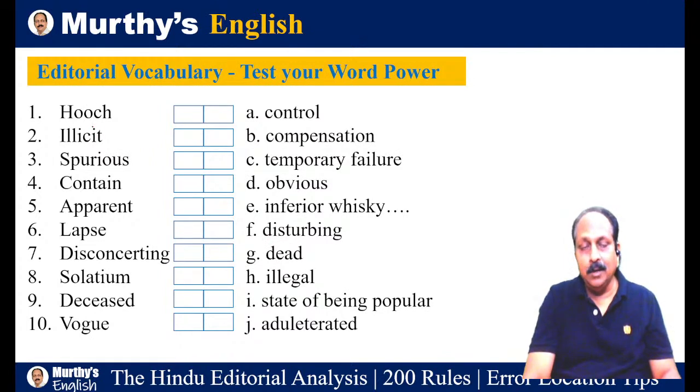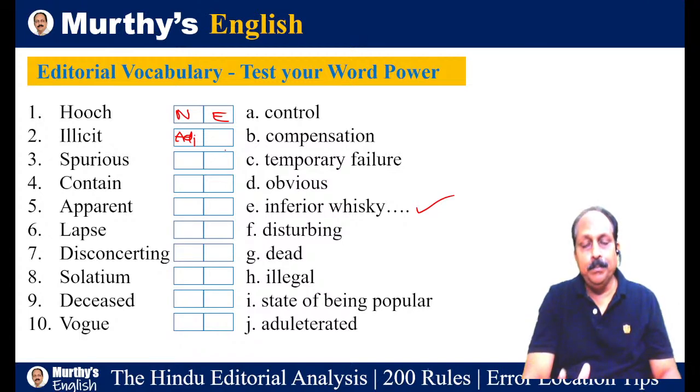After 24 hours, you're testing your memory. Almost all the words are easy, should not be that difficult. Hooch, part of speech, noun. So means what? No one has responded. Again, no problem. E, inferior whiskey. Who is this? Tirupati Rao. Very good. First one to respond. I appreciate that. Illicit. Usually, in the context, they have used illicit liquor, but it goes with children.